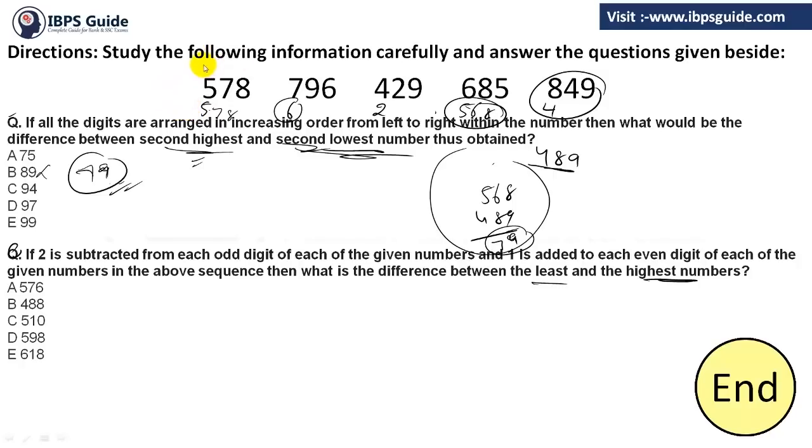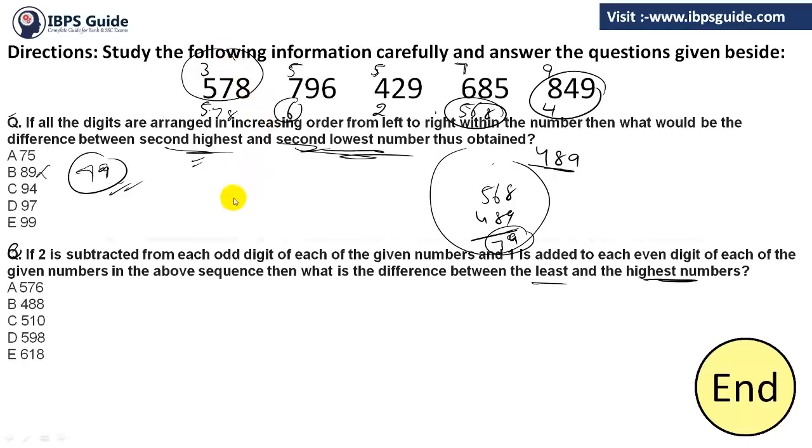So it will become 3 here. Okay, we have to just minus 2 from the odd digit. It will become 5. It will also become 5. Because we have to add 1 in the even digits, so it will become 7 and it will become 9. So first of all, the least will be formed by this one.